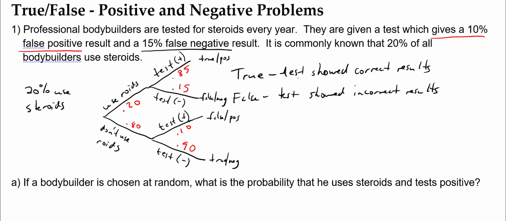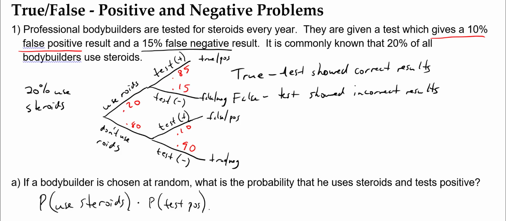Okay, so let's answer some of these questions. If a bodybuilder is chosen at random, what is the probability that he uses steroids and tests positive? So first of all, the key word is and. So what are you going to do? It's multiplication. Okay? So we're going to have to keep going back and forth to this chart on top here. So what we're saying here is the probability of using steroids times the probability that he tests positive.